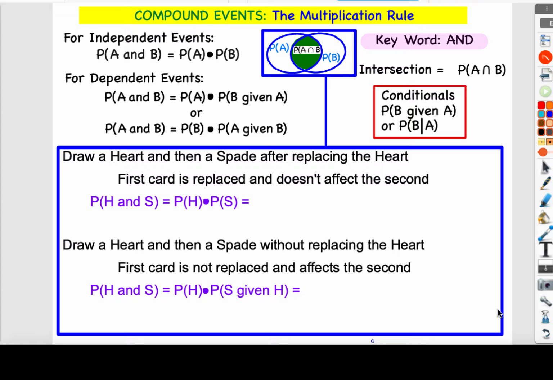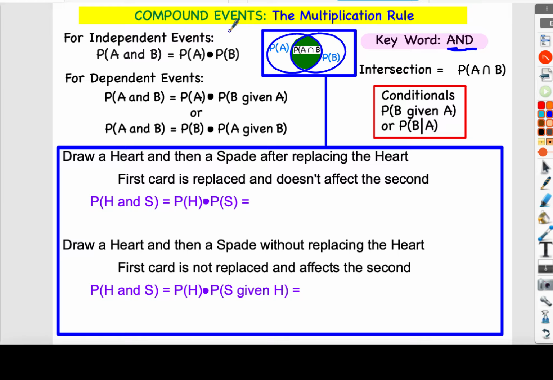All right, this video is going to talk about compound events, or basically what I like to call the multiplication rule. What happens when we're trying to do two different events at the same time? One event and another event. So note that keyword "and." How do we find the probability that they can occur together, the probability that you're doing one thing and another one?